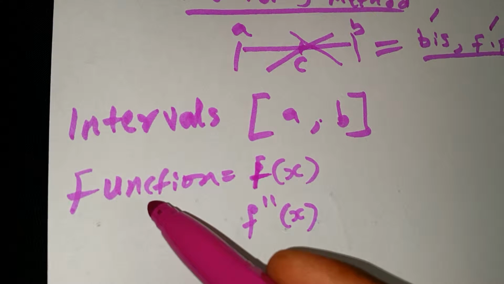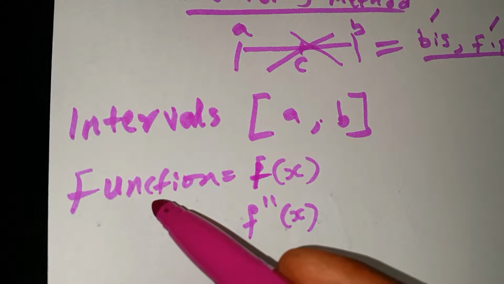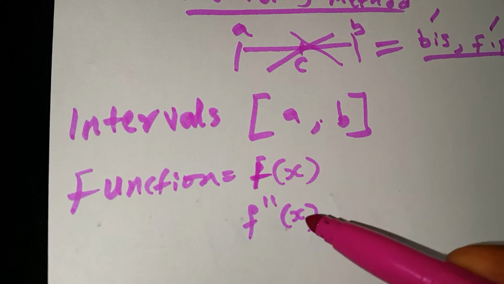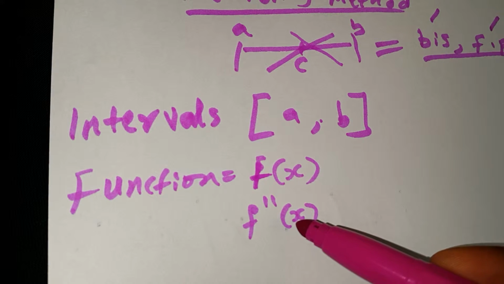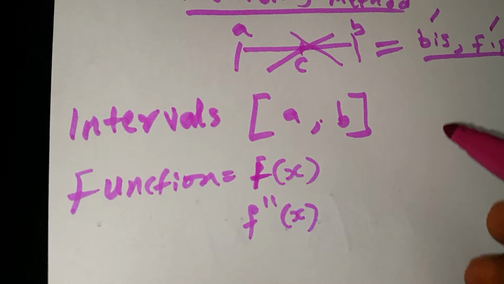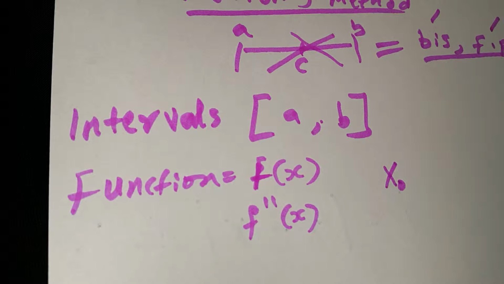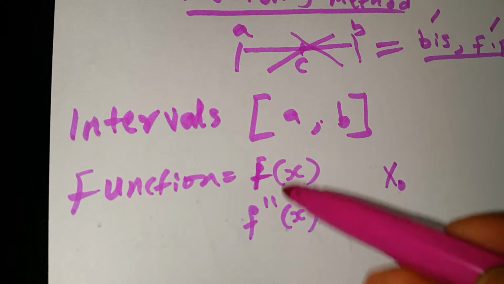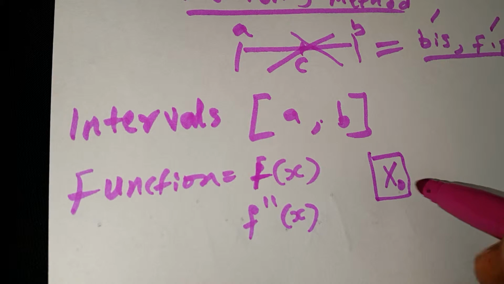The function will be given to you, like maybe in your exam or your quiz. Then you can find the second derivative of the function. All this we are doing is for us to find what our x naught is, X0. We have to solve for all this. Not all this, just one or two steps. You'll find your x naught.